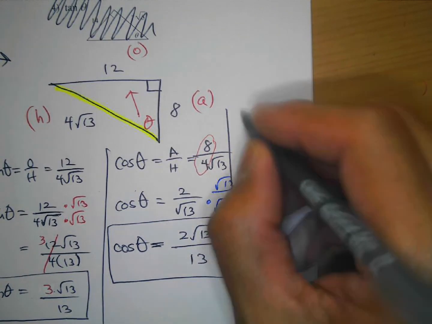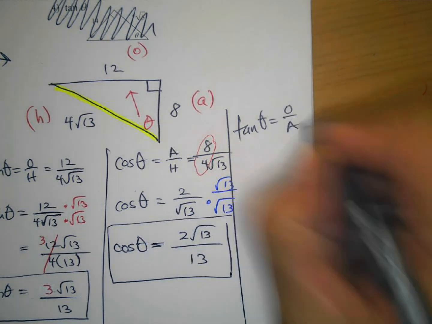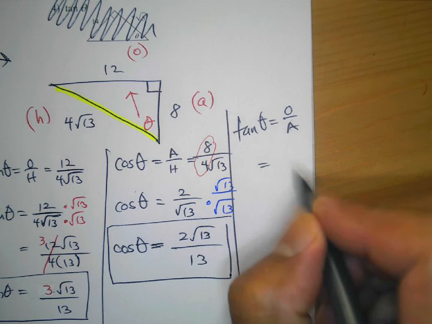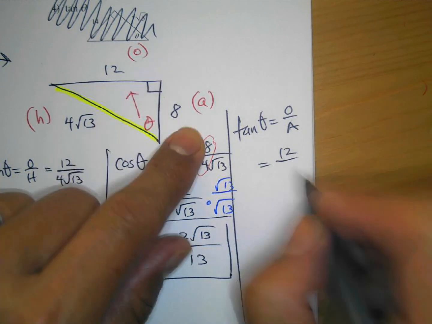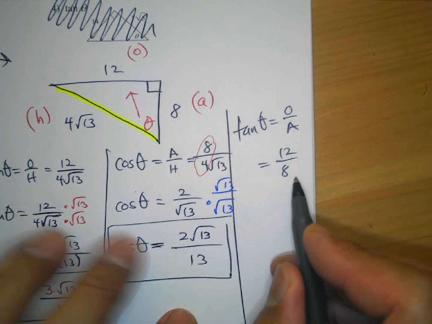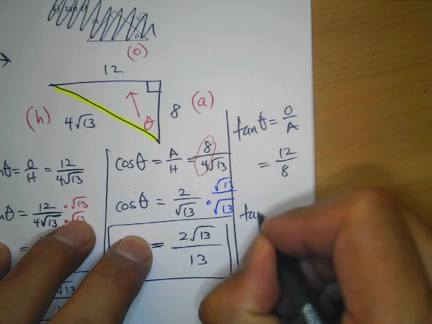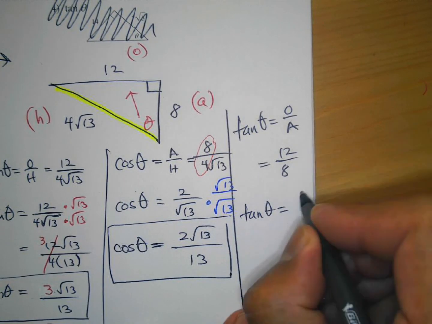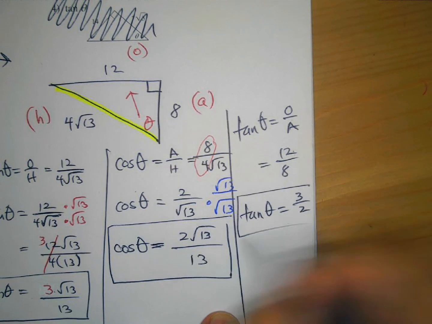Okay, last one, tangent. Tangent is going to be easy because that's TOA, O over A. Neither O or A have a radical, so it's going to be what? O is 12 over A, which is 8. But see, you can reduce that. You can reduce by 4. So tangent is going to end up being 3 over 2, right? Reduced by 4, divide by 4, divide by 4. There it is.